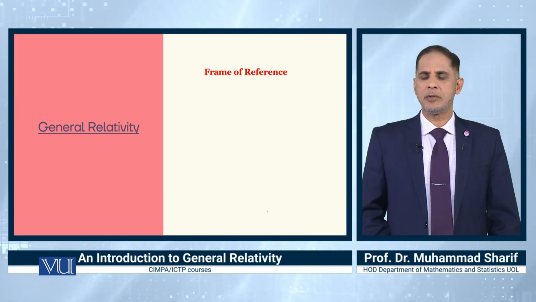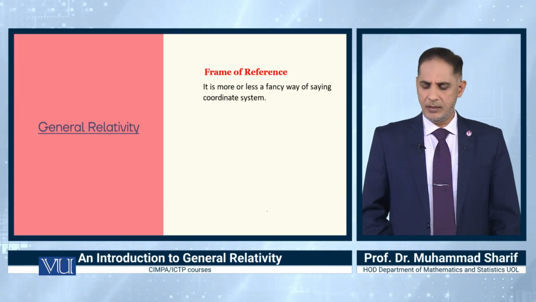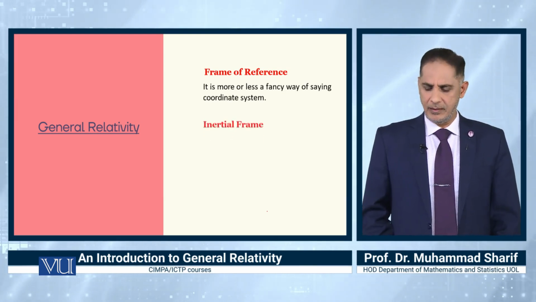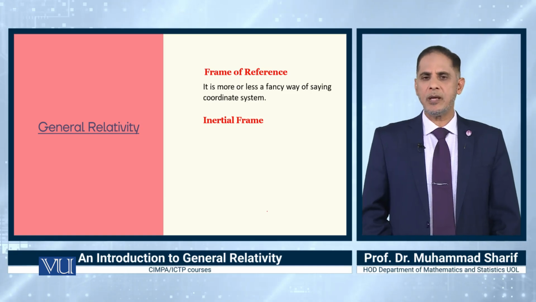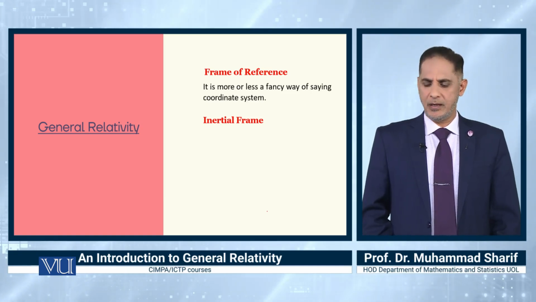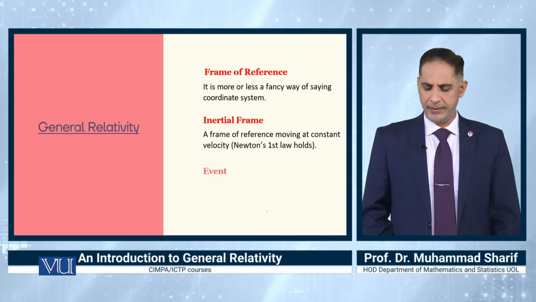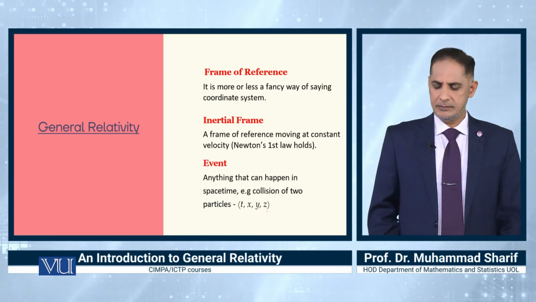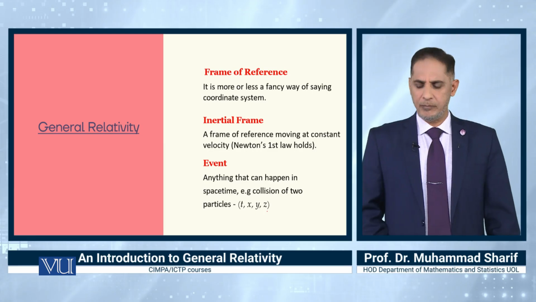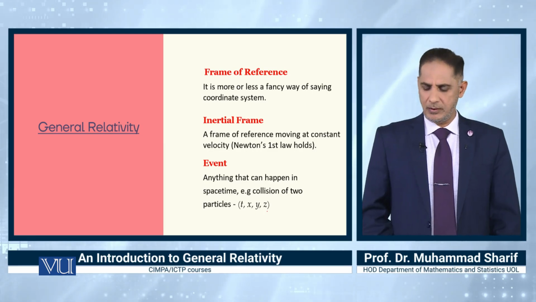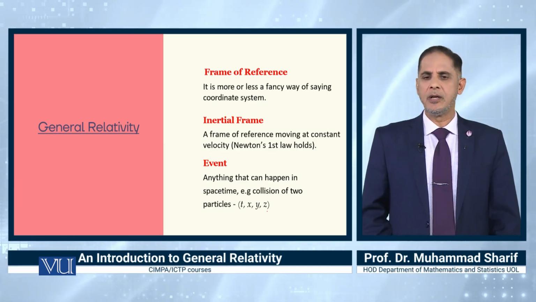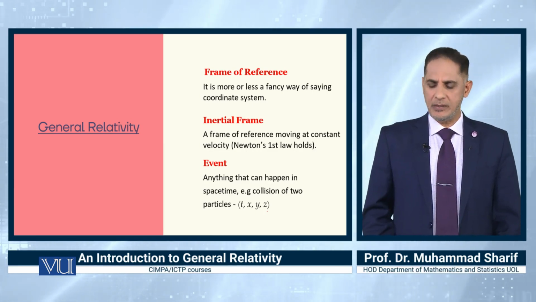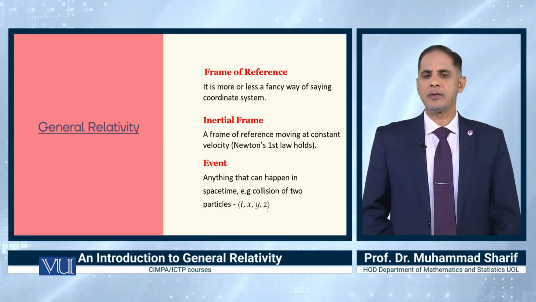Let me define some basic quantities. Frame of reference is more or less a fancy way of saying coordinate system. An inertial frame is a special frame in which the first law of Newton holds. An event is anything that can happen in space-time, for example, collision of two particles. So, we describe this event by 4 coordinates, that is, the space-time coordinates t, x, y, z.